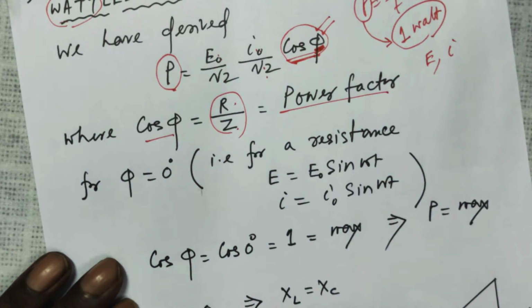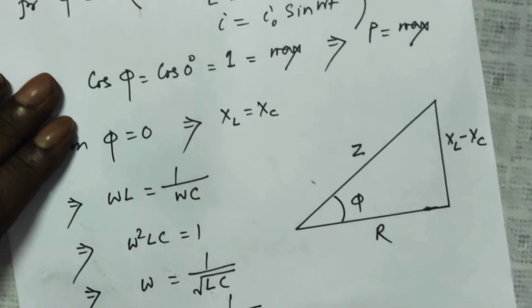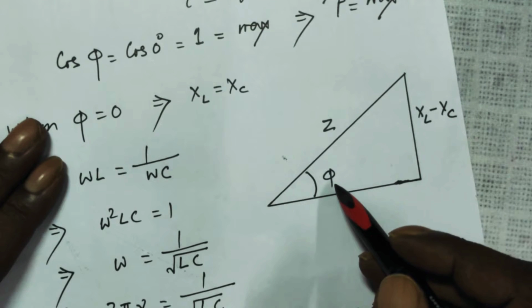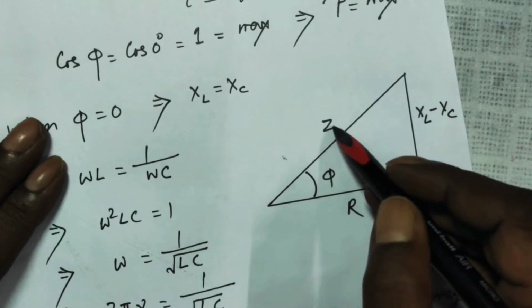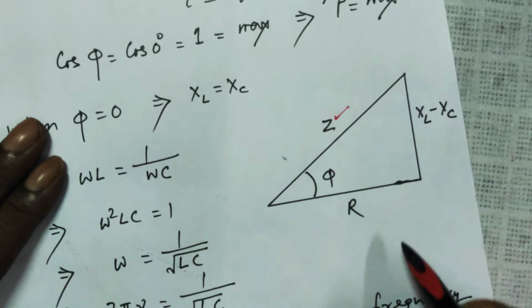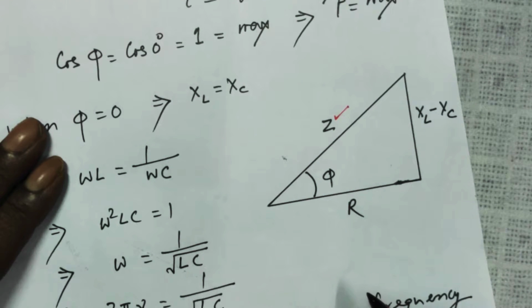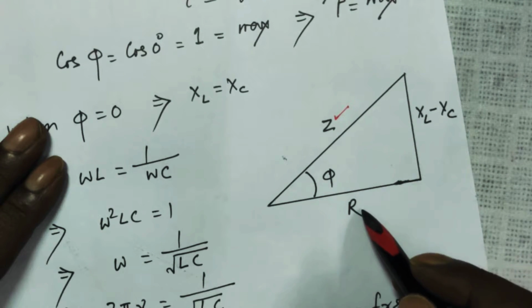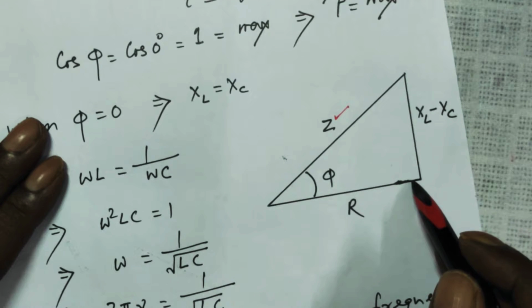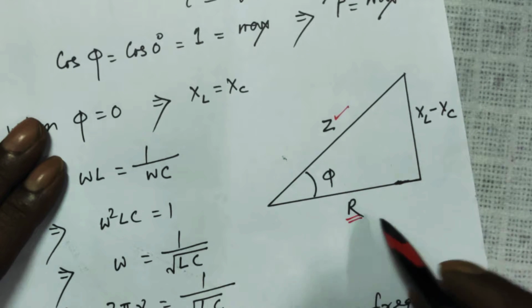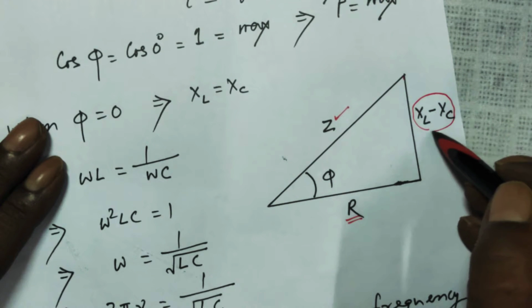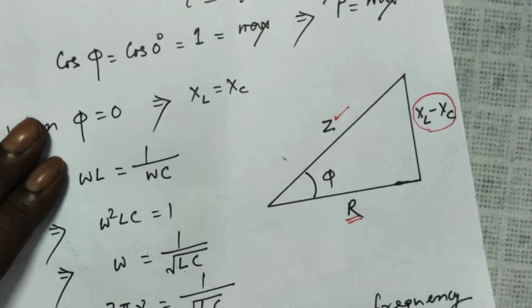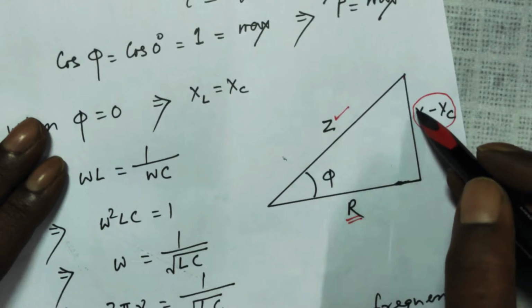How is it R by Z? I had drawn you the impedance triangle. This side was R, this side was XL minus XC, this side was Z. This was the total resistance offered by the RLC circuit. This part is the resistance offered by the resistance only. This part from here to here is the combined effect of the resistance offered by the inductor and the capacitor.